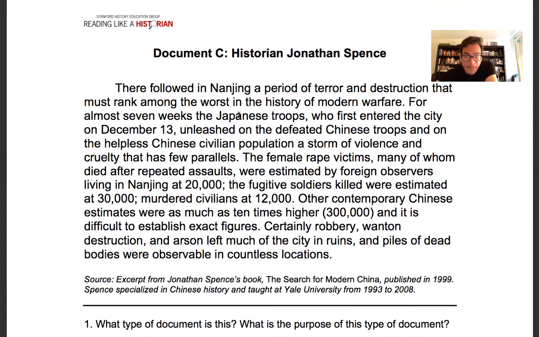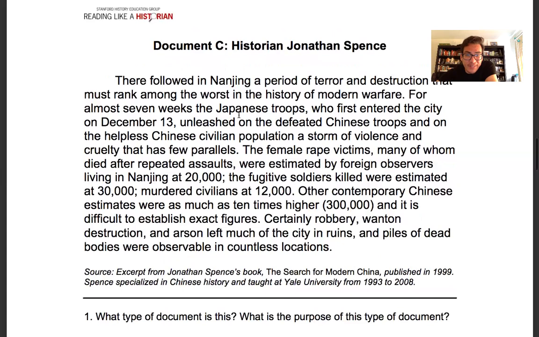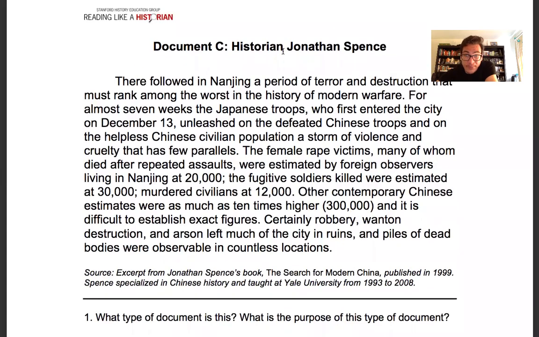All right. So some of you may have figured out this is from a historian named Jonathan Spence. This historian wrote this while he was at Yale University, an extremely prestigious, reliable, trustworthy university here in the United States. Now, he is a historian of modern China. Is he Chinese? Is he Japanese? No, but maybe that's going to be part of what makes this document beneficial.